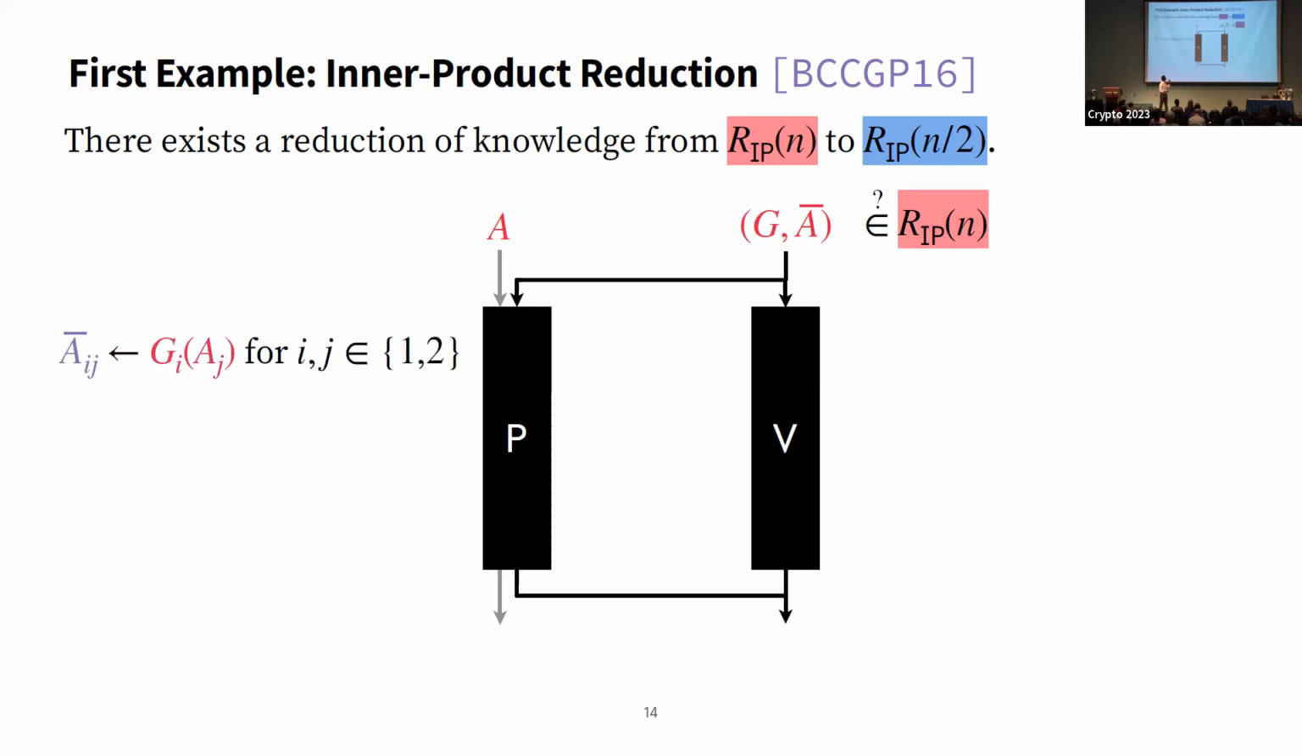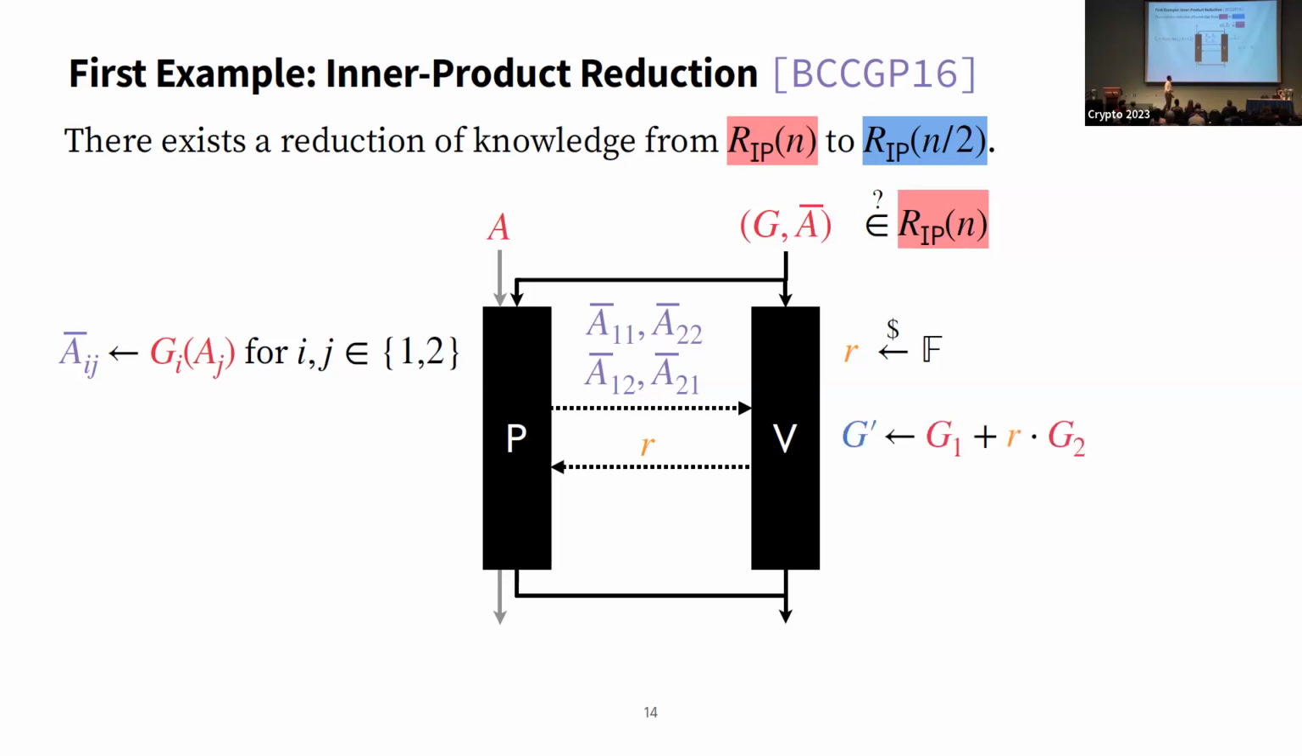The prover computes several commitments based on its witness and sends it over to the verifier. The verifier then picks a random challenge R and sends it back to the prover. And then together they compute a new half-size commitment key by taking a random linear combination of the first and second half of the original commitment key. And we'll call this new commitment key G prime.